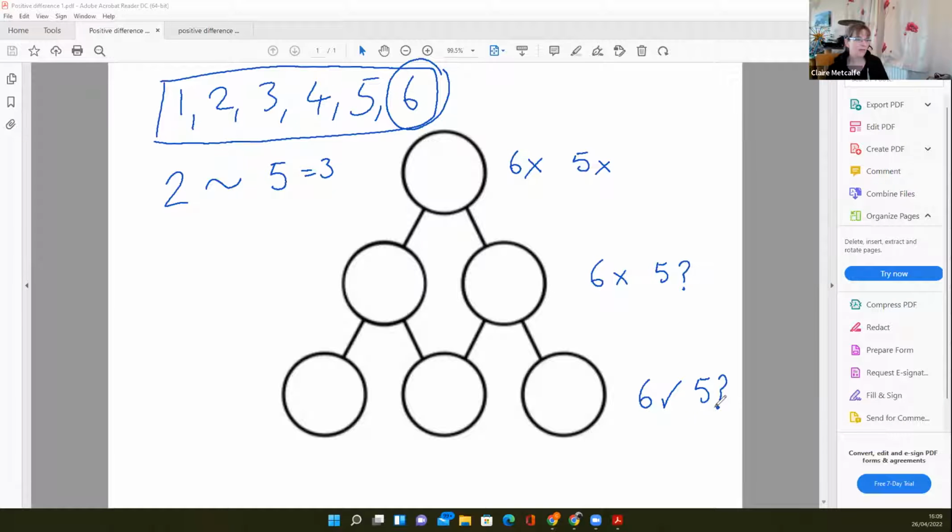Is there anything that we can... 3 can't be in the bottom row next to 6. Okay, Jackie, why can 3 not be in the bottom row next to 6? Or anyone else? Because we have a difference of 3. So we can't have a 6 here and a 3 here, because then we'd have to have a 3 there.